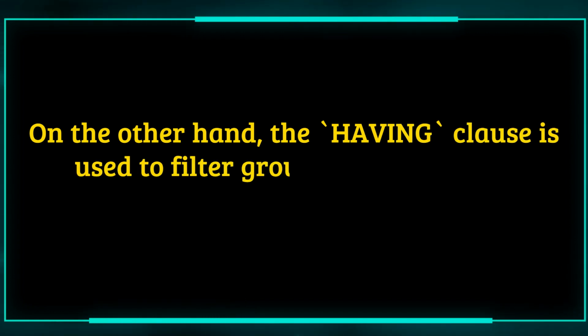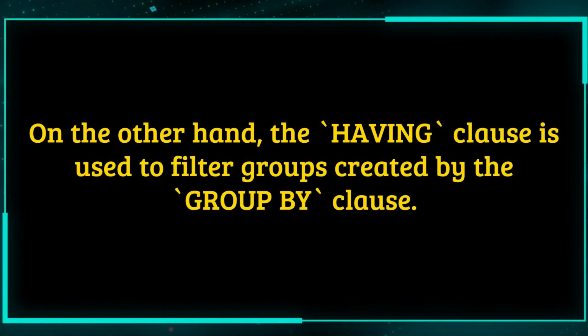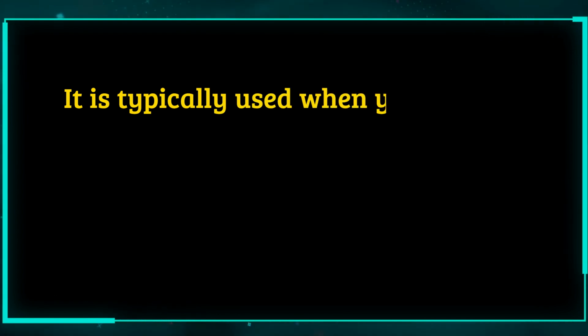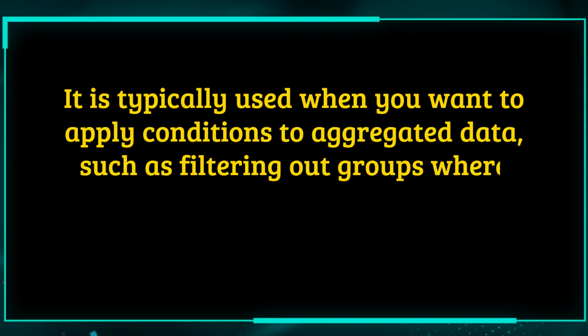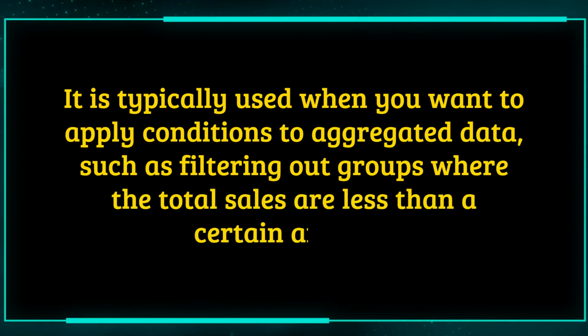On the other hand, the having clause is used to filter groups created by the group by clause. It is typically used when you want to apply conditions to aggregated data, such as filtering out groups where the total sales are less than a certain amount.